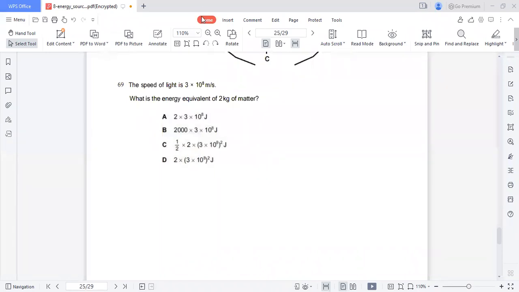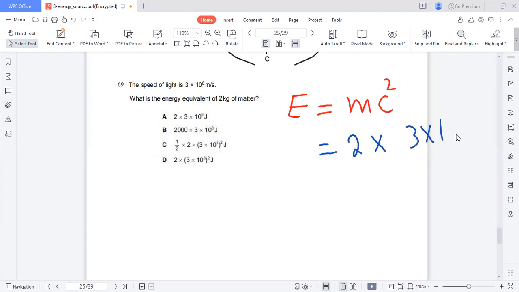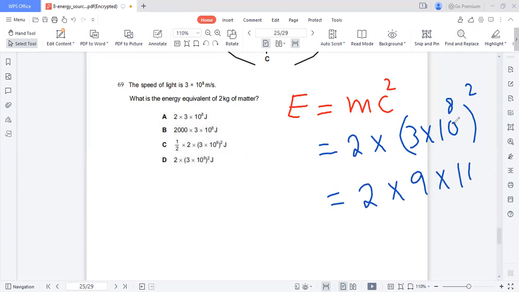Number 69. The speed of light is 3 into 10 to the power 8. We know it. What is the energy equivalent to 2 kg of mass? You can use Einstein equation E equals mc square. Mass is 2 kg and c is 3 into 10 to the power 8, whole square. So it would be 2 times 9 times 10 to the power 16.